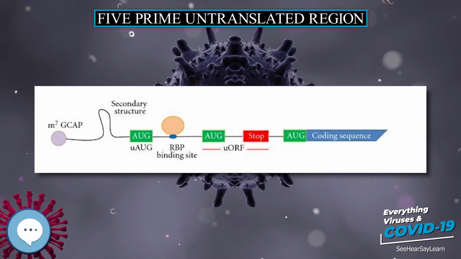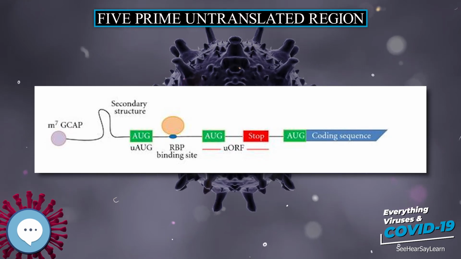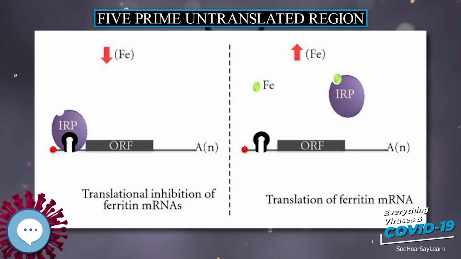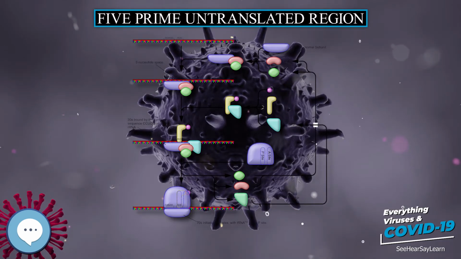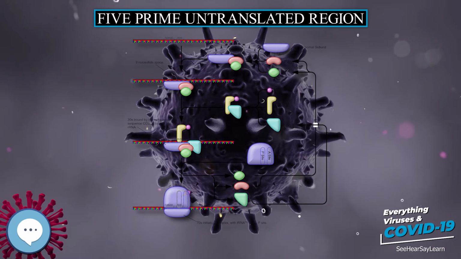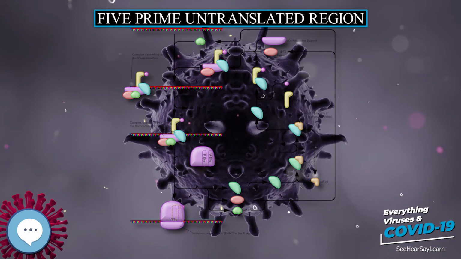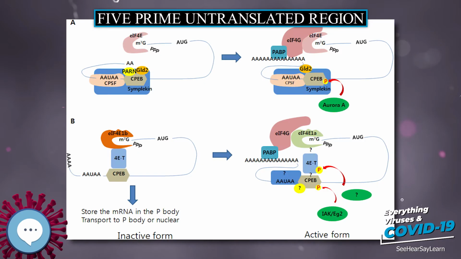5' untranslated region. The 5' untranslated region, 5' UTR, also known as a leader sequence or leader RNA, is the region of an mRNA that is directly upstream from the initiation codon. This region is important for the regulation of translation of a transcript by differing mechanisms in viruses, prokaryotes and eukaryotes.